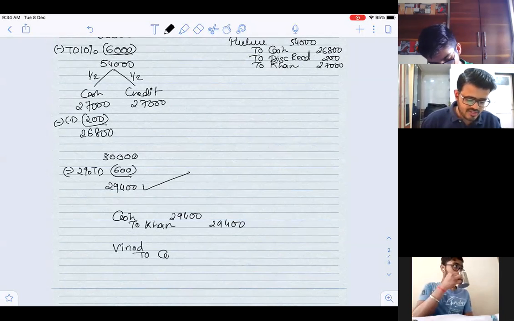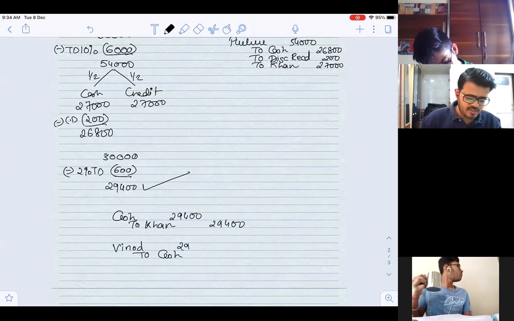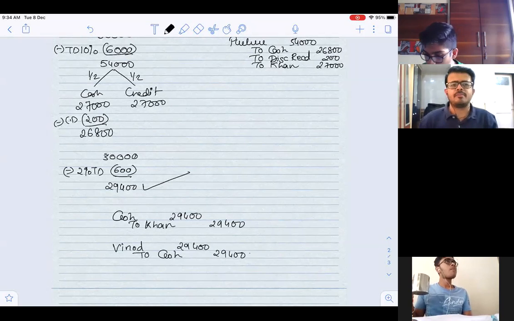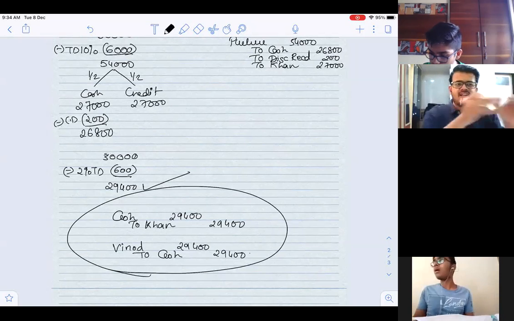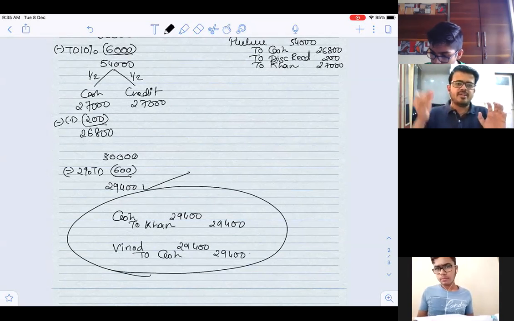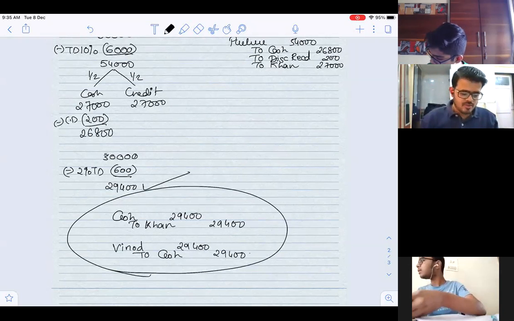Vinod to Cash 29,400. There was no CD or anything there, so Vinod to Cash 29,400. So if you compare the two entries, remember this: physically, no cash is coming or going here. Directly that cheque is what you are getting and you are forwarding that cheque. So what you can do is simply cancel out this cash part.